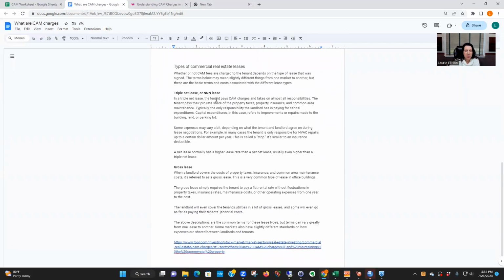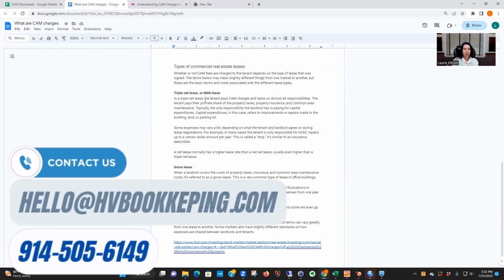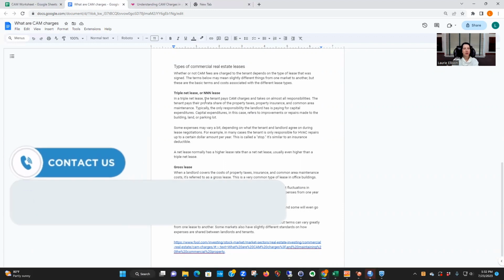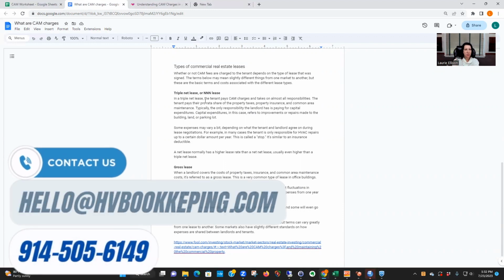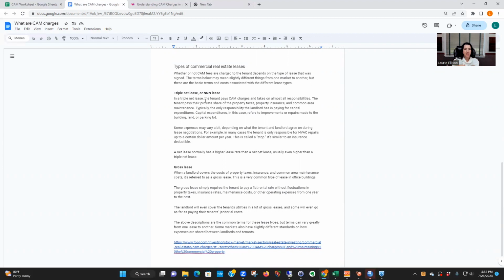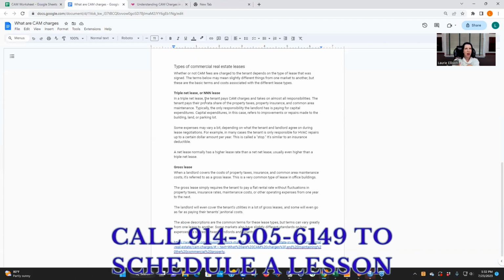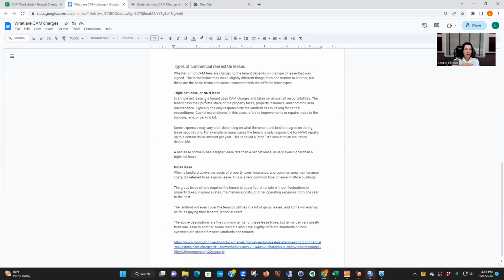Here it says that in a triple net lease, the tenant pays CAM charges and takes on almost all responsibilities. They pay their pro rata share. It's really important to go by the leases you have, in an Excel spreadsheet or a Google Sheet, that shows exactly how you add up to 100%, and probably not 100%, since some of the building could be common areas like a lobby, bathrooms, utility rooms, and server rooms. So just keep in mind, you might not get to 100.